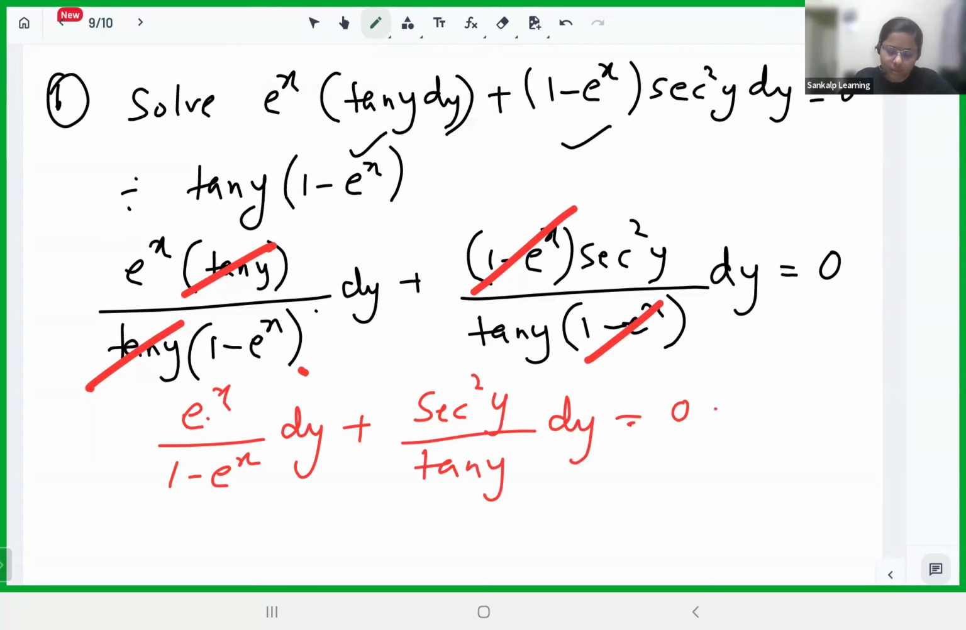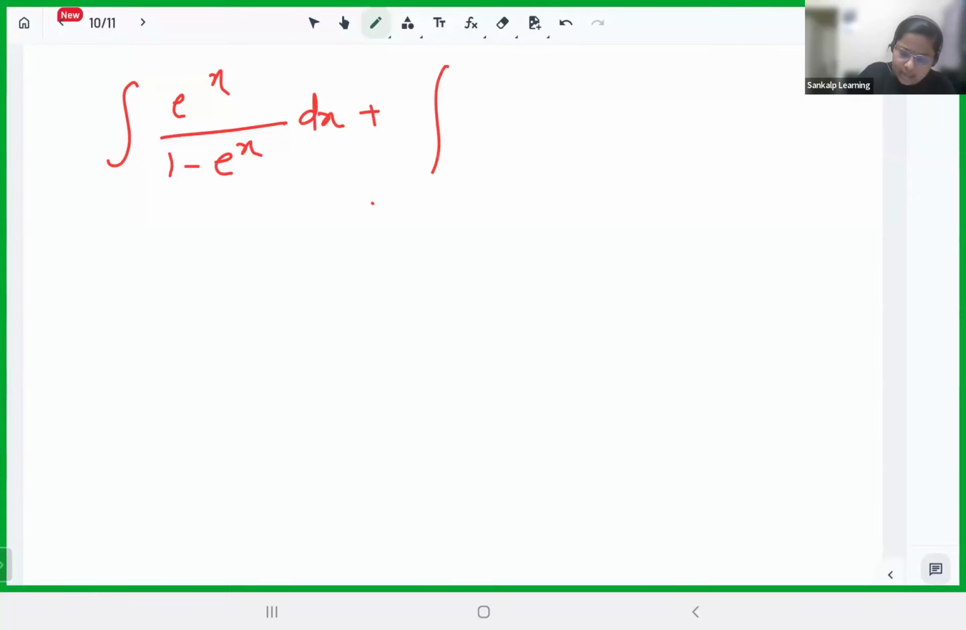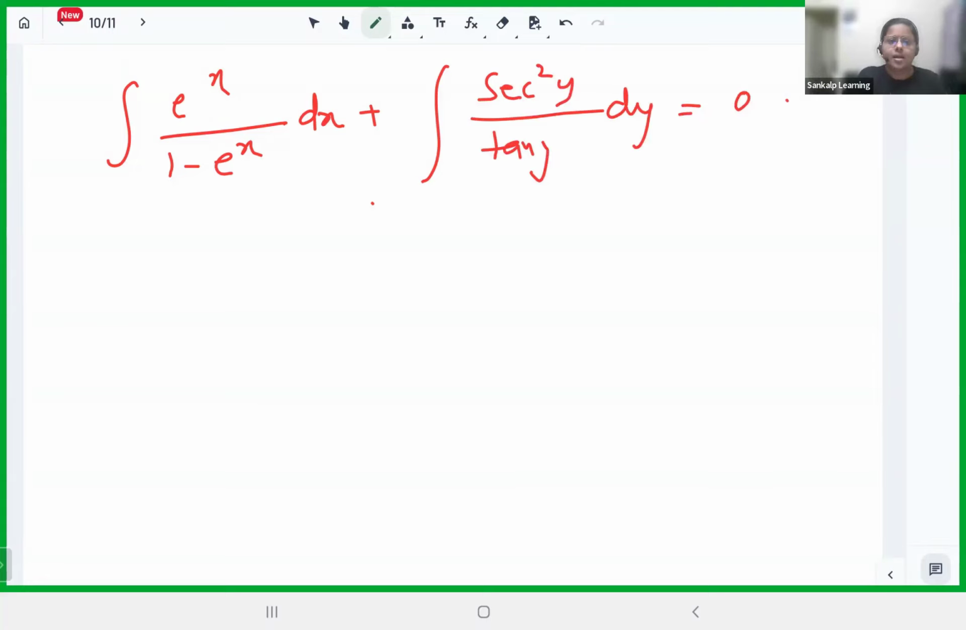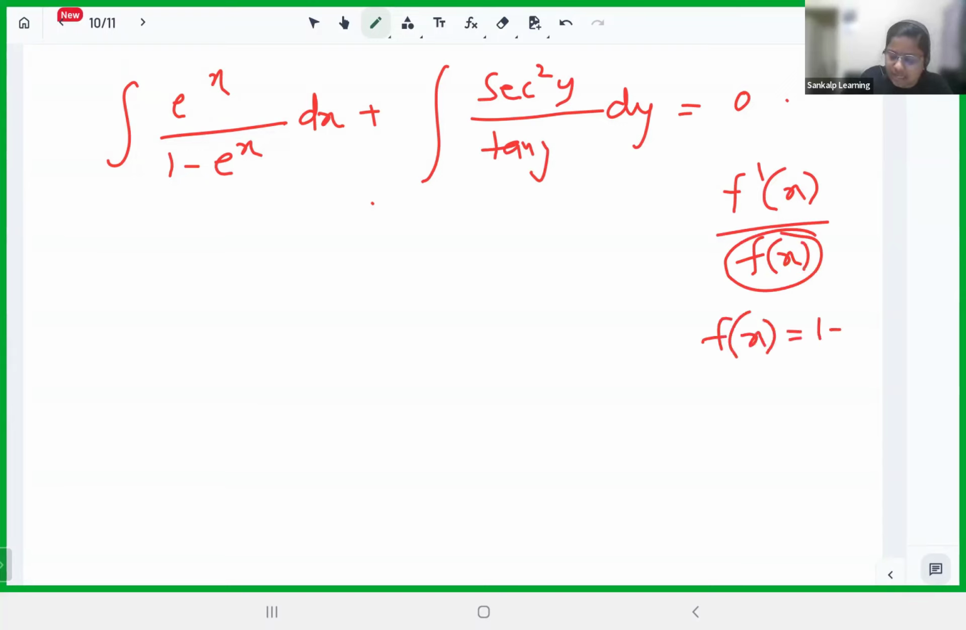Now you know what will be the next step. Take the integrals on both sides. That is integral e raised x by 1 minus e raised x into dx plus integral sec square y by tan y dy is equal to 0. Okay. So here you can see that this is of the form f dash of x by f of x. If you take f of x equal to 1 minus e raised x, the derivative f dash of x is minus e raised x.